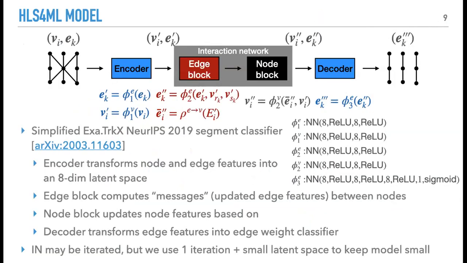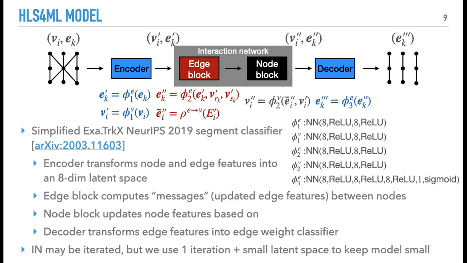Okay, so the HLS for ML model. The model that we started with was essentially modeled after a previous segment classifier shown at the NeurIPS 2019 Machine Learning for Physical Sciences workshop, and there's an arXiv link explaining that specific model. However, in order to iterate faster in testing an FPGA implementation, we did some simplifications. The first simplification was that we reduced the latent size used for the representation of the edges and nodes.